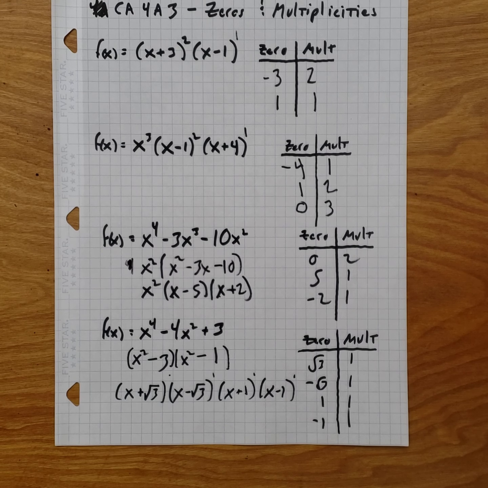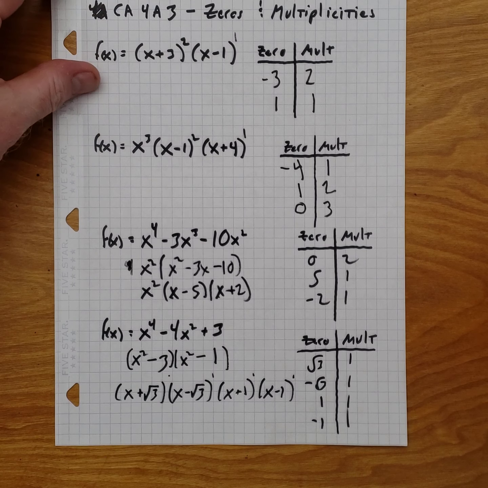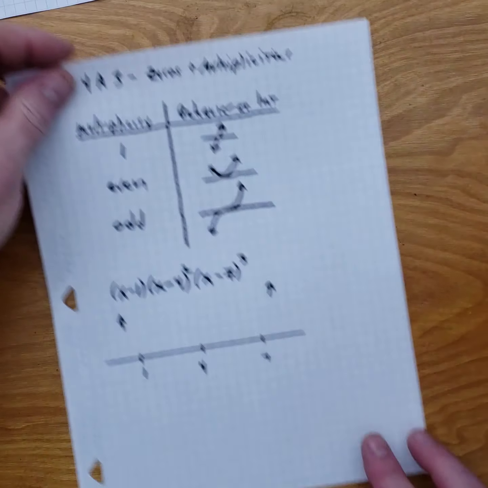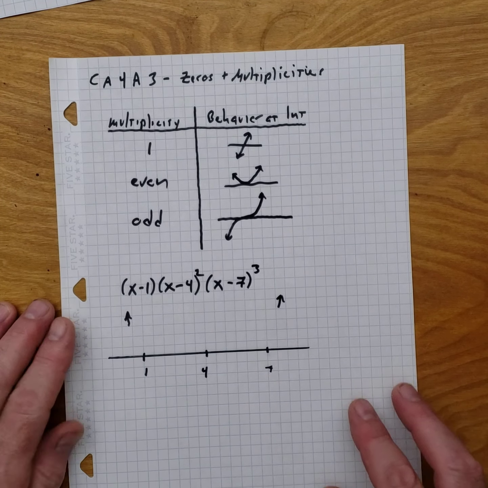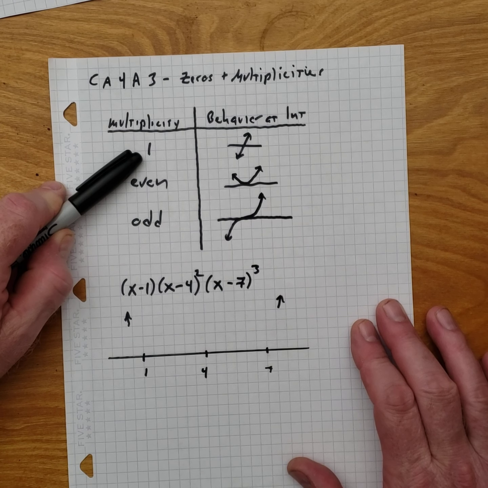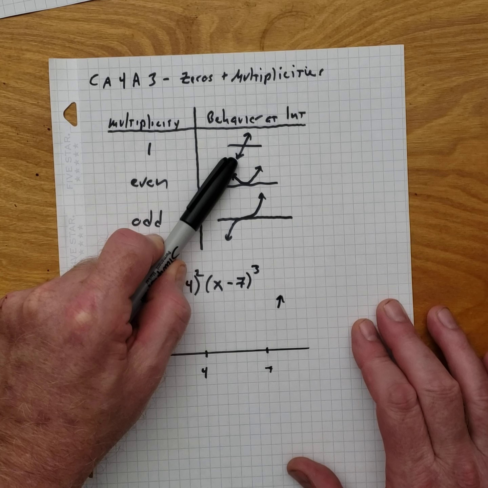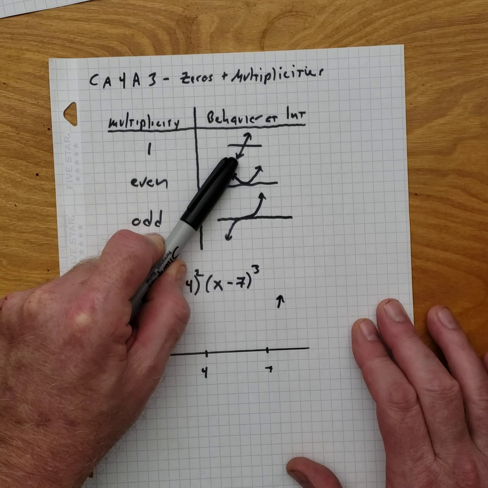Now I said that these multiplicities would tell us something about how the function interacts with the x-axis, how it's going to behave at that x-intercept. So let's take a look at that. If your 0 has a multiplicity of 1, then your graph of your polynomial is going to go straight through the x-axis at that intercept.